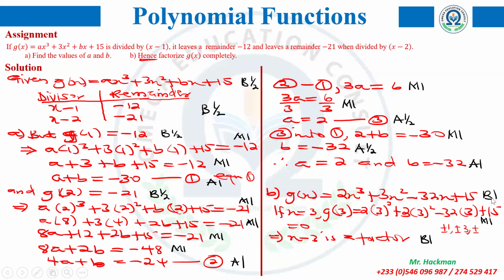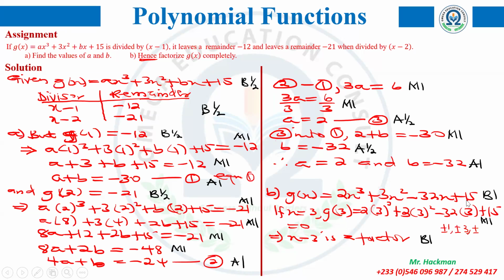Your substitution gives you B1. Then before you can factorize this, we know this is a cubic polynomial. So we have to do trial and error to get one factor. And how do you get the values that you will use in doing your trial and error? Remember, we said we will first of all concentrate on the factors of the constant D.